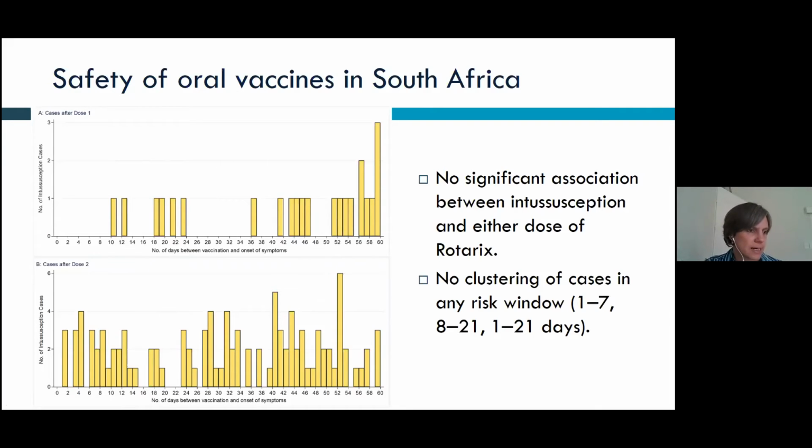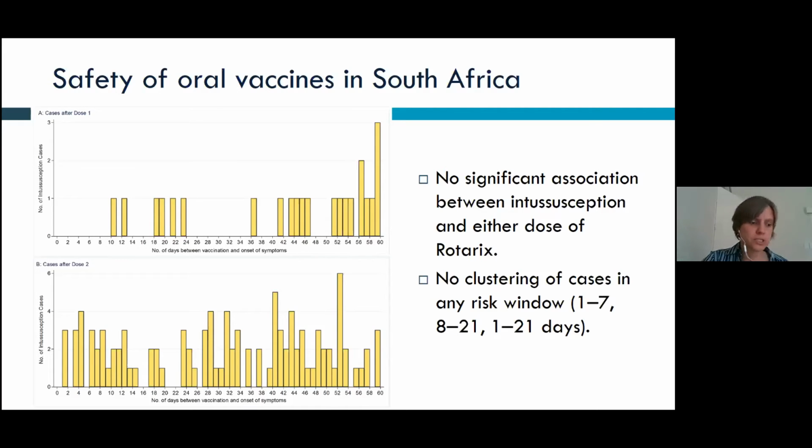And this fits with data that did come out from the rest of Africa, where the African Intussusception Network also looked at several African countries and the risk of intussusception after oral rotavirus vaccines. Some of them were giving Rotarix and some giving Rotateq. And there was also no increased risk of intussusception following either of the doses. And one hypothesis is that because the vaccine is actually not as effective on the African continent, due to those factors that I had highlighted, maybe there is just less viral replication in the gut and therefore less risk of this leading to intussusception.